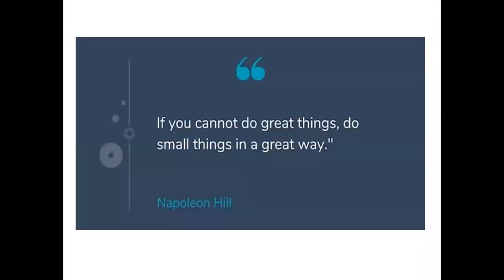Bismillahirrahmanirrahim. The quote of the day is: if you cannot do great things, do small things in a great way.